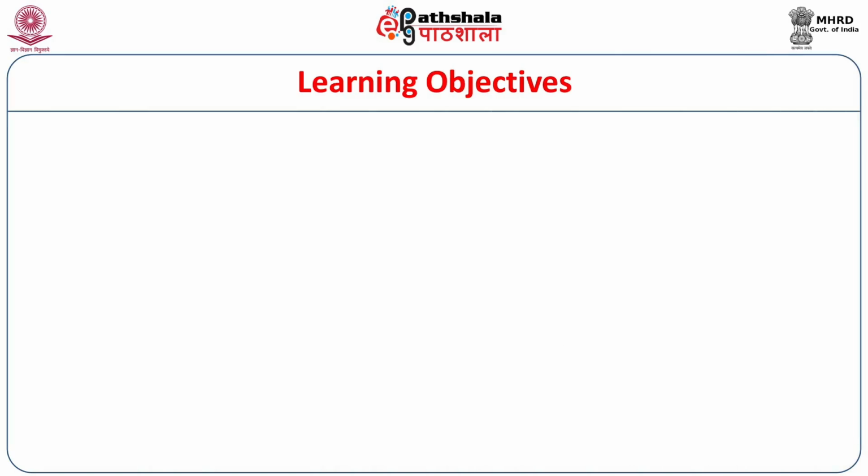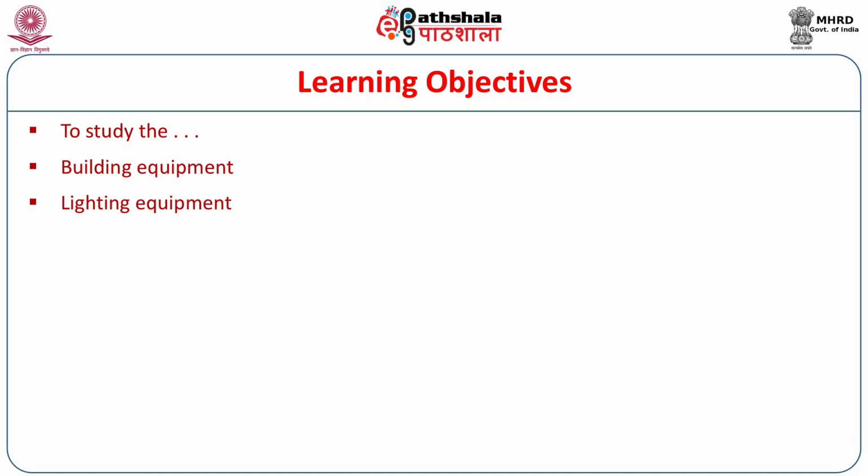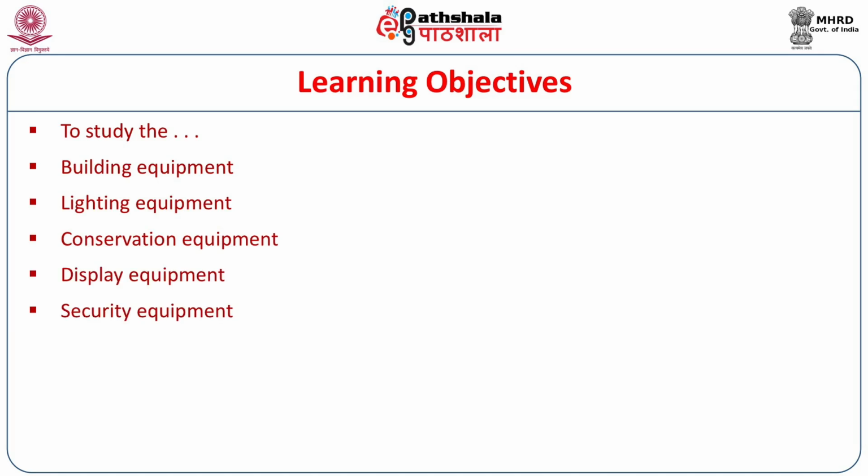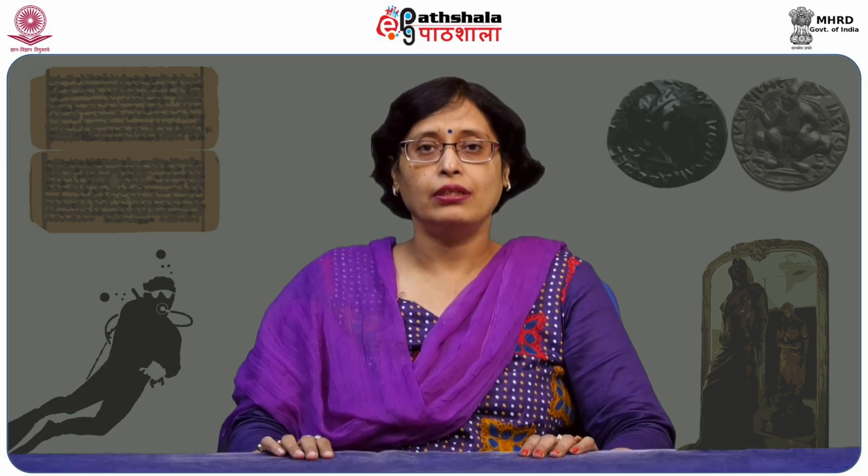The learning objectives of this module are building equipment, lighting equipment, conservation equipment, display equipment, security equipment, audiovisual equipment. A museum has several types of functions, and for this there are different types of sections. Each and every section requires some equipment. In this module, we are discussing the basic equipment.